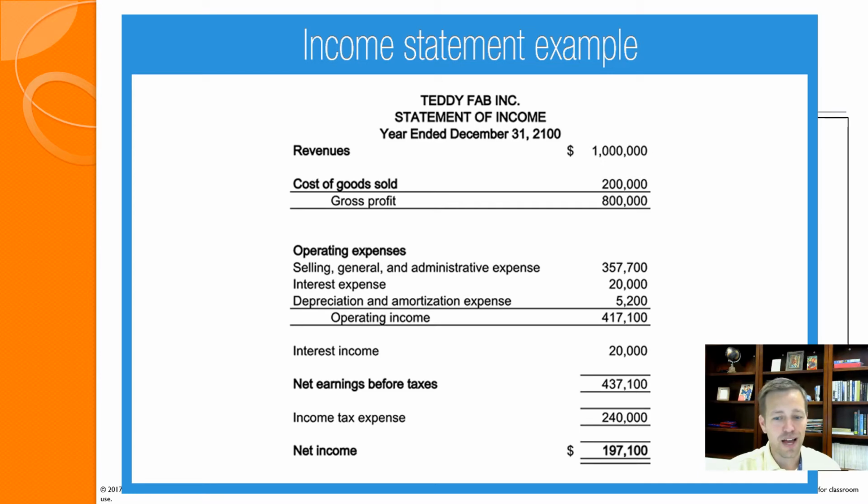Some of you guys may live to see that. I don't know if you'll still be in business in 2100. That's a long time. And the net income is $197,100. You're going to be pretty old, right? Like 100 years old or a little more. So that's the net income. It gives you that grand total at the bottom of the screen.